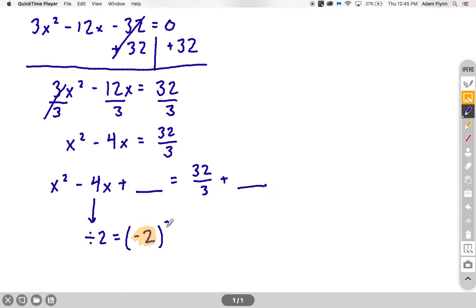So I've got my magic number. I have to square it in order to fill in the blanks. Negative 2 to the second power is going to be positive 4. So this positive 4 is going to be plugged into that blank right there and that blank right there. So at this point, on the left side, you should have x squared minus 4x plus 4, and on the right side, you should have 32 over 3 plus 4.